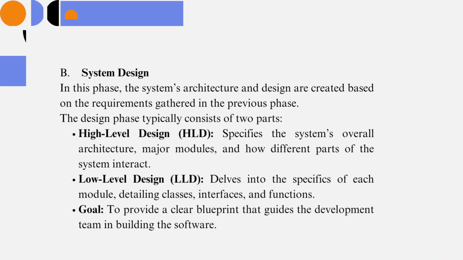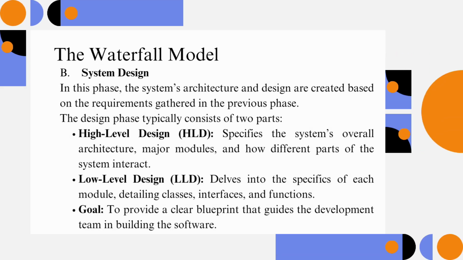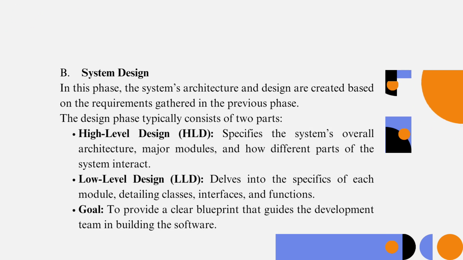B. System design. In this phase, the system's architecture and design are created based on the requirements gathered in the previous phase. The design phase typically consists of 2 parts. High-level design. HLD specifies the system's overall architecture, major modules, and how different parts of the system interact. Low-level design. LLD delves into the specifics of each module, detailing classes, interfaces, and functions. Goal: to provide a clear blueprint that guides the development team in building the software.